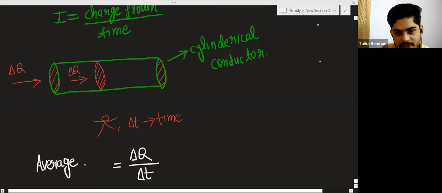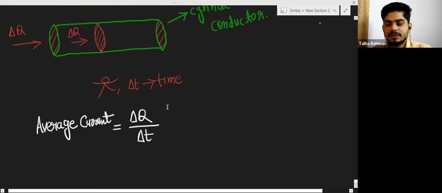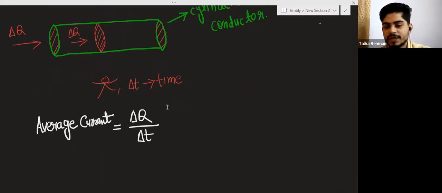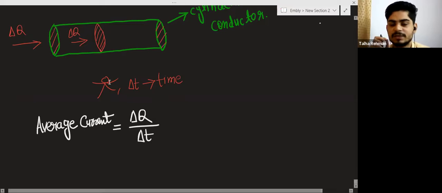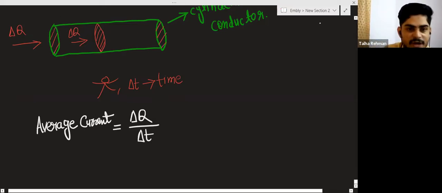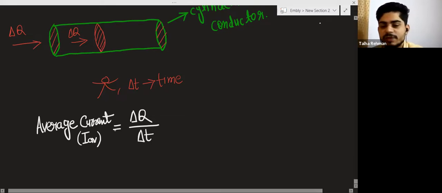Like average velocity, we have average current. We take the average when there is a fixed amount of time, like 2 seconds or 5 seconds. Suppose you are here for 5 seconds. You will measure the value of current, and that will be the average current. I will represent average current with capital I, subscript AV, in short form.